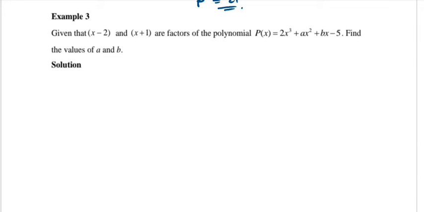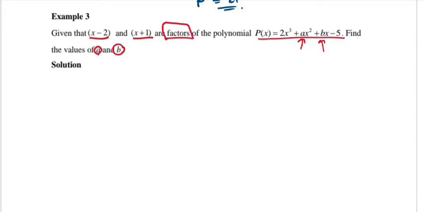Let's check your answer. The first thing you have to do when you get this type of question is to take out the information. Read the question carefully. Given that x minus 2 and x plus 1 are factors of the polynomial, find the values of a and b. So a and b are situated in the polynomial.